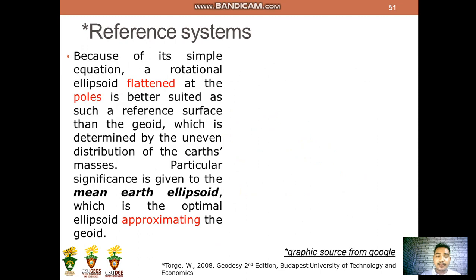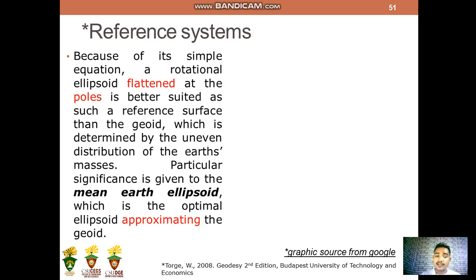Because of this simple equation, a rotational ellipsoid flattened at the poles is better suited as a reference surface than the geoid. So, I discussed earlier that to make the calculation easier, with a simple equation, we can derive another formula to get the positions of specific points.